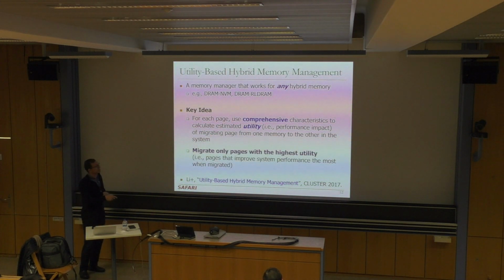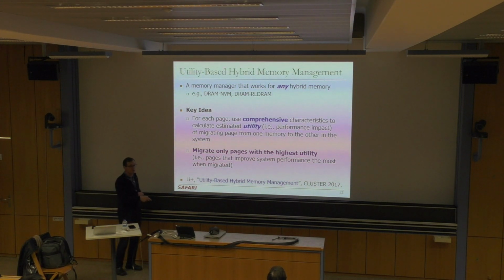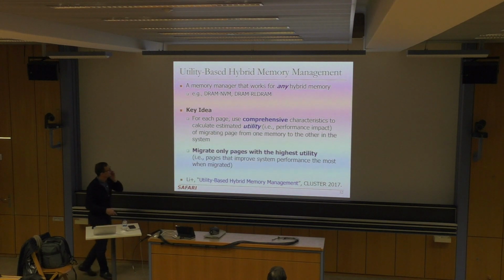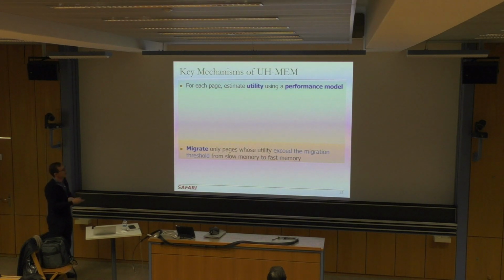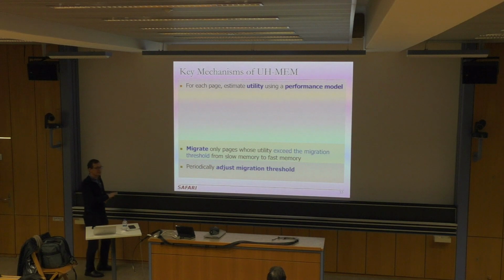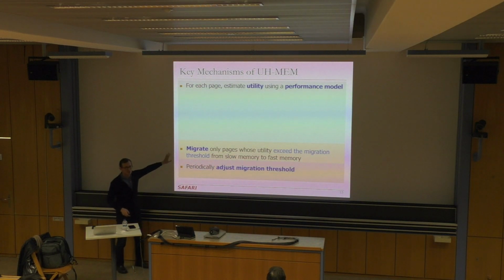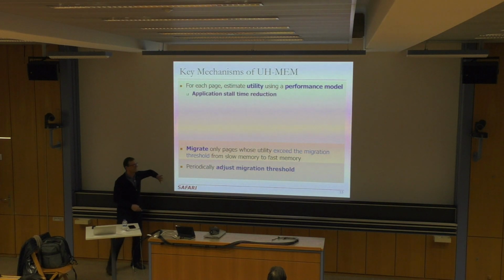And the system migrates only the pages with the highest marginal utility. In other words, the pages that improve the system performance the most when they're migrated. And of course, to be able to do that, you need to estimate utility somehow. And this paper develops a performance model to estimate that utility. And it migrates only pages whose utility exceeds some migration threshold. And it periodically adjusts the migration threshold because application behavior changes. So clearly, you can see another heuristic-based approach here. It's an insightful heuristic-based approach, but maybe machines will do better.